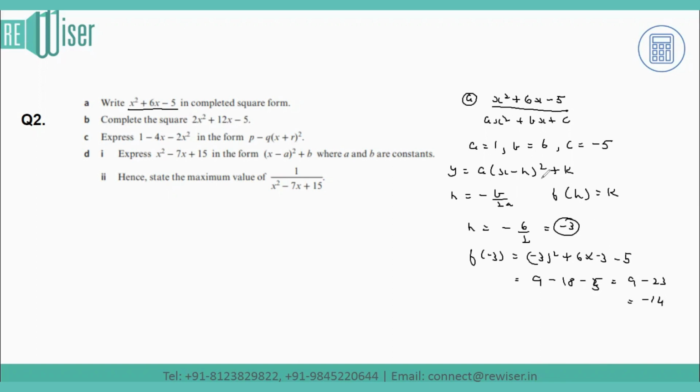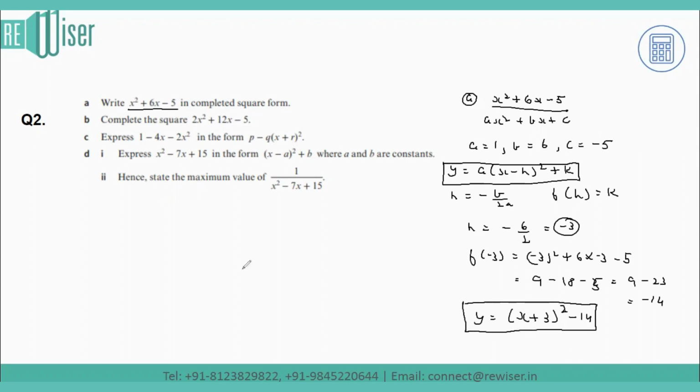So that means if I now put the values into this formula, the square form will be completed. So y is equal to, the value of a is 1 and it's x minus h. So that becomes x plus 3 whole square, and it's plus k. So that becomes minus 14. So that's the final answer for part A of the question.